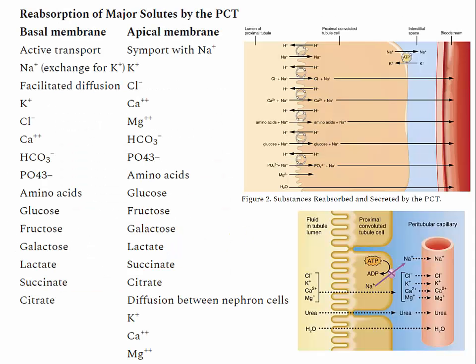So you have the reabsorption of major solutes by the proximal convoluted tubule. Here in the apical cell membrane, you have the symport transport with sodium. And there are a number of different substances that you see here that are transported with sodium.